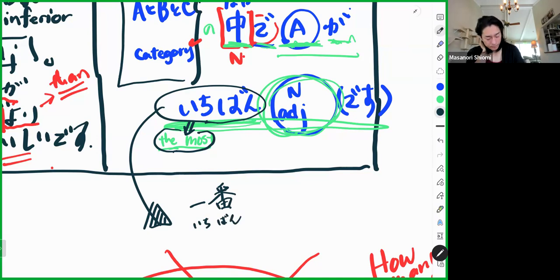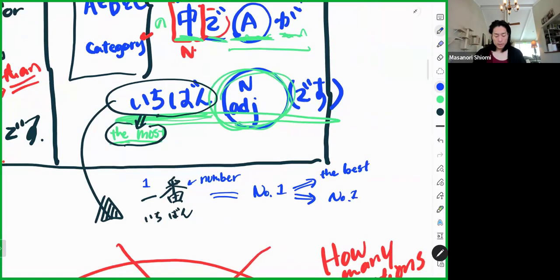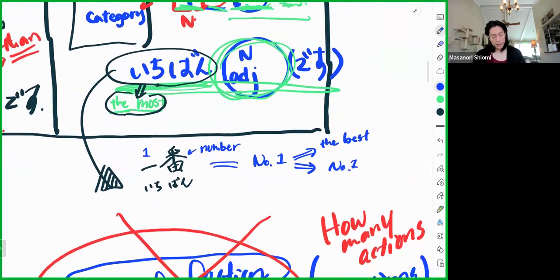Literal meaning of ichiban. Ichi, as you know, is one. Ban means number. So the literal meaning of ichiban is number one, which could mean the best already, right? Or it just could literally mean number one. This is where the confusion comes, especially among English speakers.